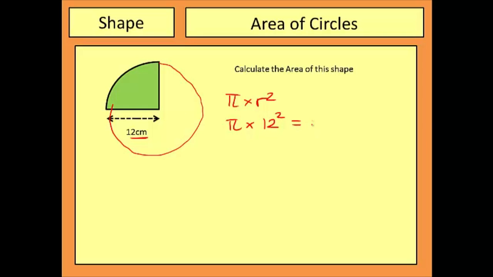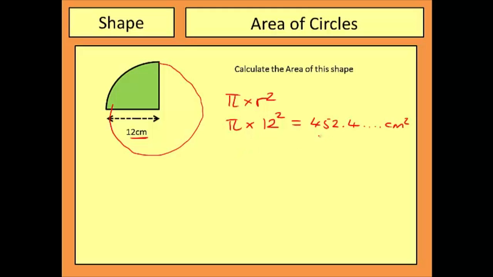Now what this is going to give me is 452.4 and then some other digits after it, and that's in centimeters squared. But it's not actually the full circle that I want. I need to consider what proportion of the circle I want. In this case it's a quarter.